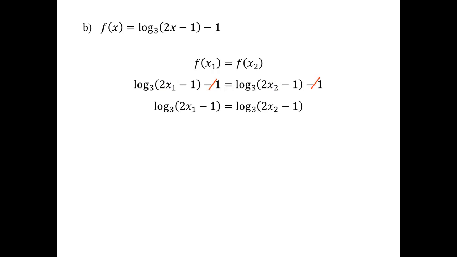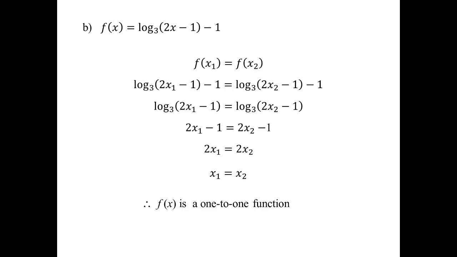Eliminate negative 1 on both sides. We now have only logarithmic terms. We then eliminate the logarithmic terms on both sides. We are left with 2x1 minus 1 equals 2x2 minus 1. We again eliminate negative 1 on both sides. We will get 2x1 equals 2x2. Finally, we will get x1 equals x2. Therefore, the logarithmic function is a one-to-one function.